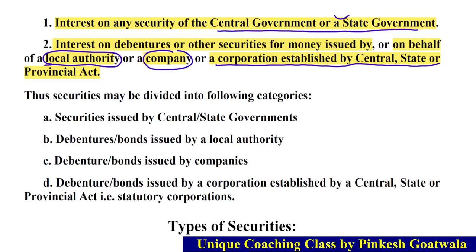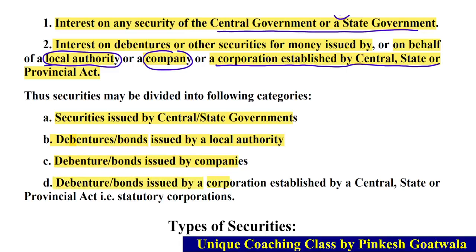First category, security issued by the central or state government. Second, debentures or bonds, meaning security issued by the local authority. Local authority means municipal. Third, debenture or bonds issued by companies. Fourth, debenture or bonds issued by a corporation established by a central, state or provincial act, that is a statutory corporation. You can say like LIC.